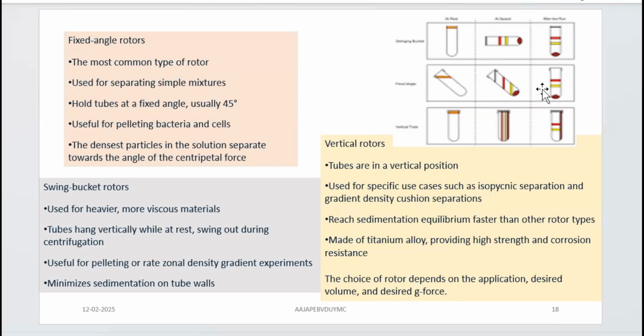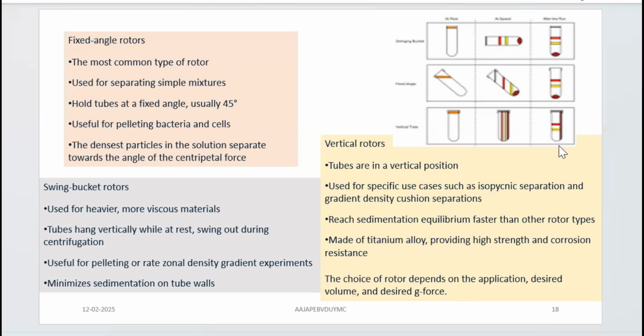So this reorientation of solution is different for each type of rotor. If you see this reorientation for the fixed angle rotor, this is for the swinging bucket rotor, and this is for a vertical rotor. The orientation of particles which are sedimenting, these dark colored lines, shows how the particles get reoriented. So very well it is seen that they are different in each type of rotor system.